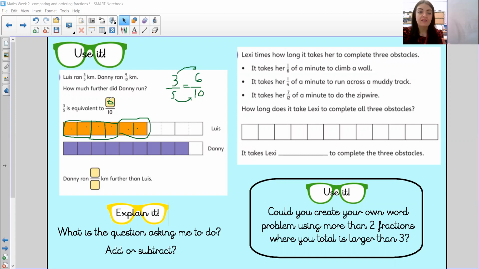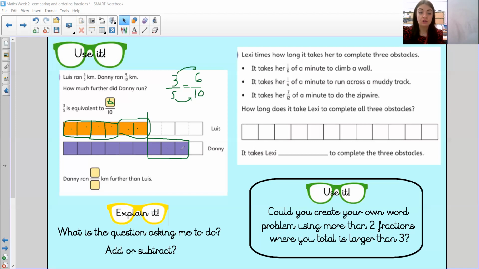Okay, but now this next part: how much further did Danny run? We've already done this when we've been doing our addition and subtraction learning with whole numbers: how much further is the same as finding the difference. So they've used their pictorial representations here so that you could actually see how much further Danny has run. You could use that diagram to help you. How much further has Danny run?